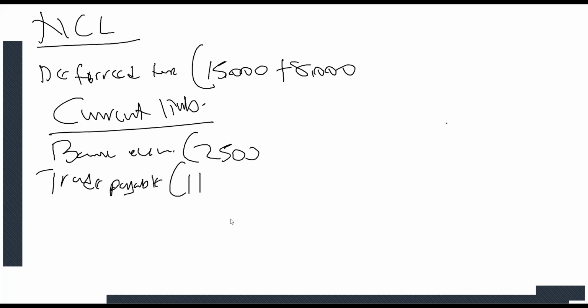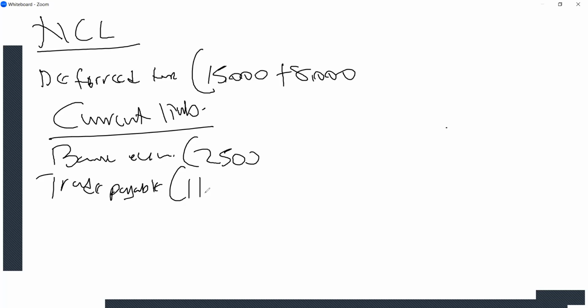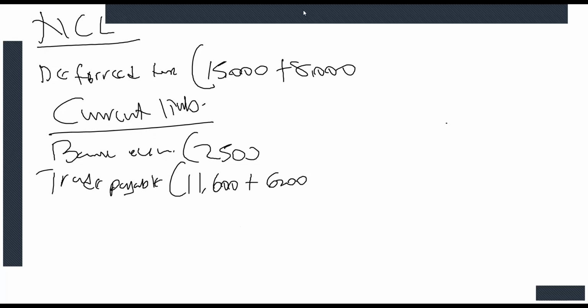11,600, 6,000. I don't think Conso should be problematic in exams. I don't think Conso should be a big deal. Conso is far nicer than preparation of single financial statements. That's IS1. So now we are done.